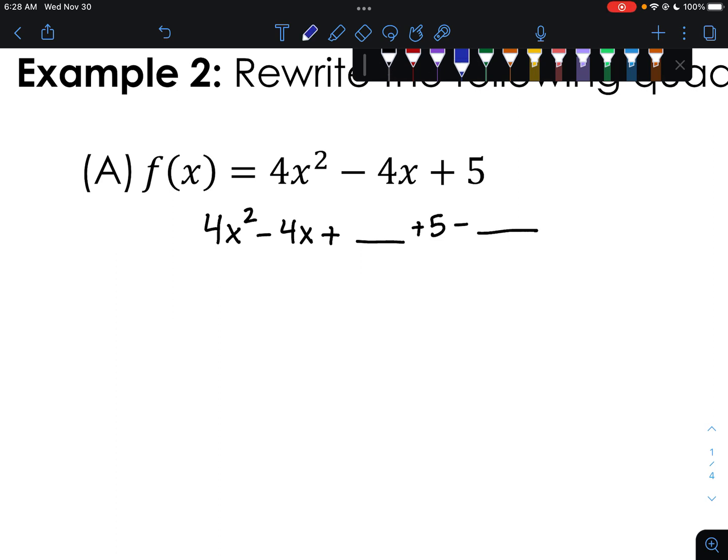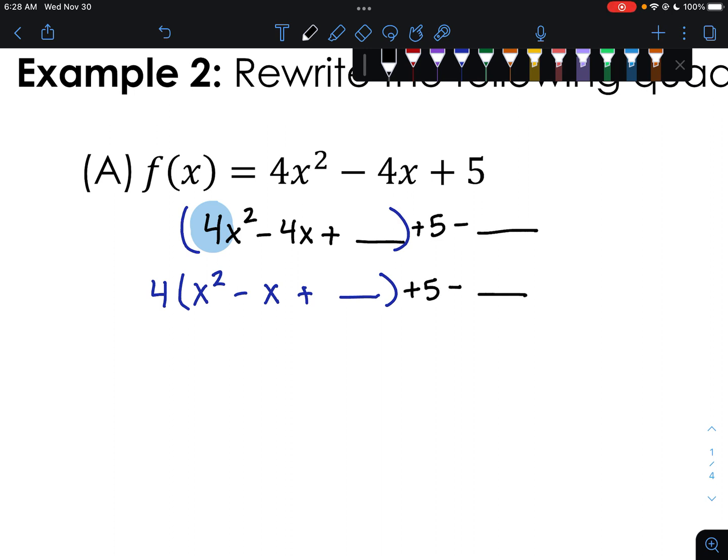Now what we have to do, because there is a greatest common factor right here, is factor that out of the first 3 terms like we would if we were factoring. So my greatest common factor is 4, which leaves this as x squared minus x plus space, and then we have the plus 5 minus space. So now I go back to doing the same thing.